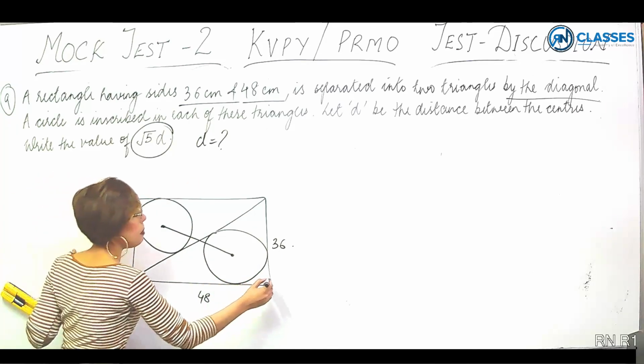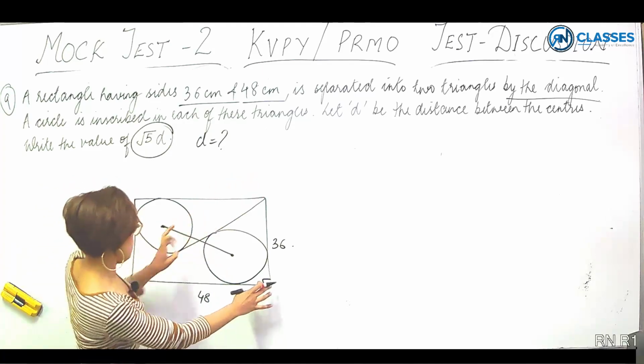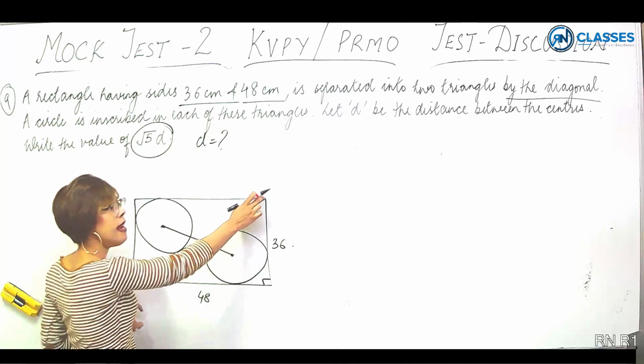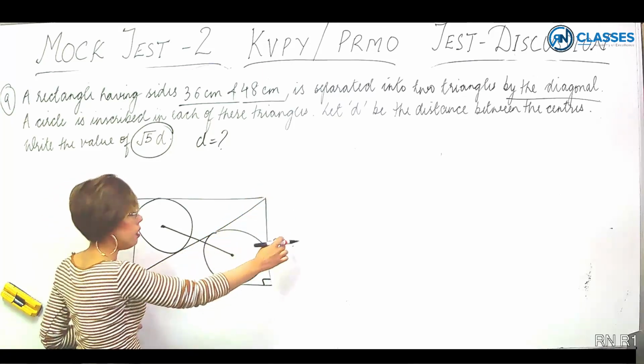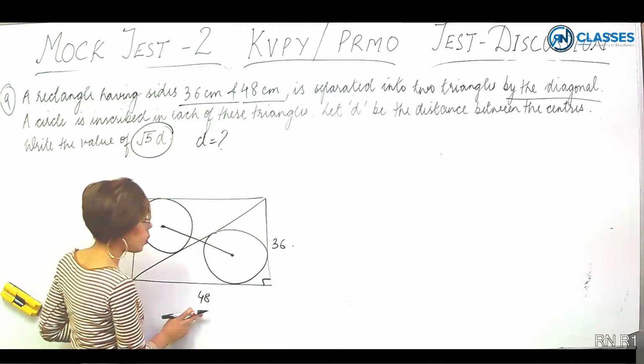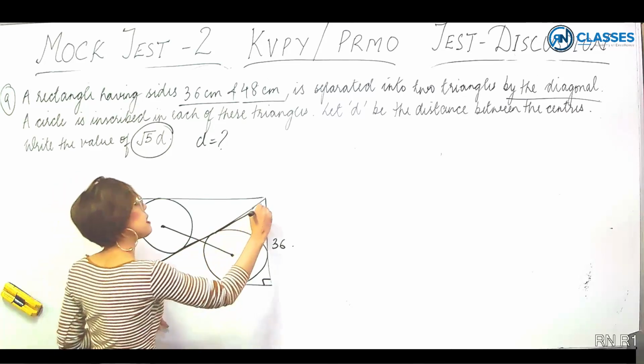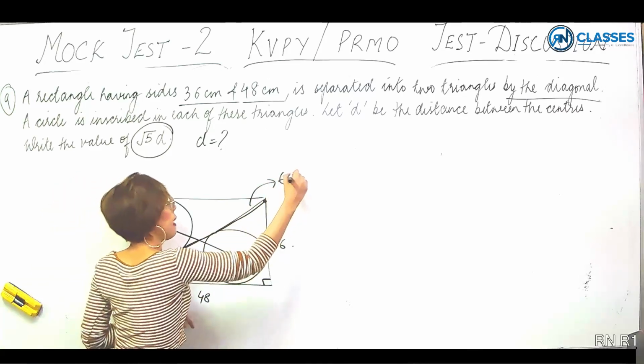That means this angle will be 90. Okay. Now this is 36, this is 48. In short, I know the length of the diagonal, right? 36, that means 6, 8, 10. So 6 into 6, 6 into 8, 6 into 10, that means the length of the diagonal is what? 60? I have to use the fact.